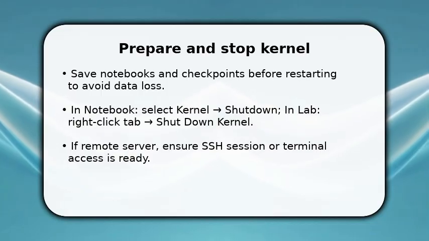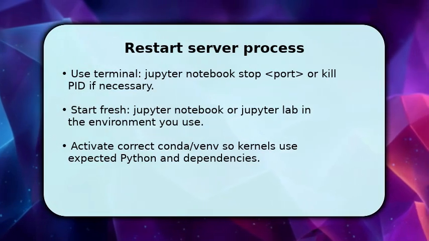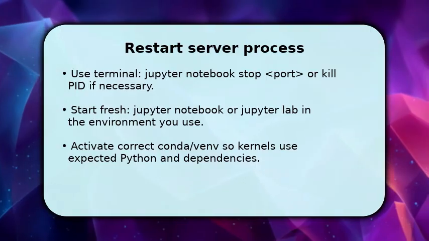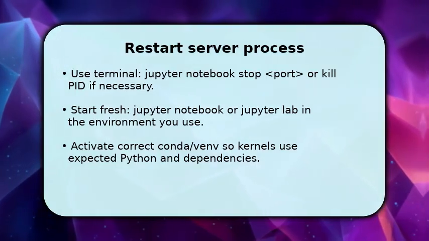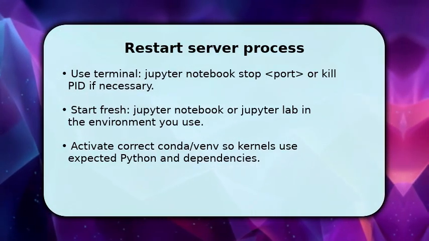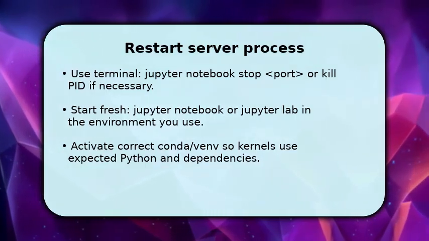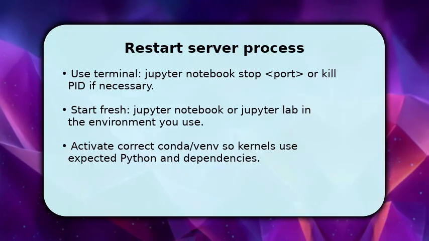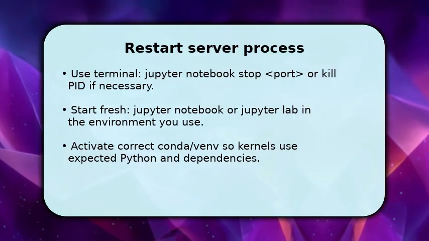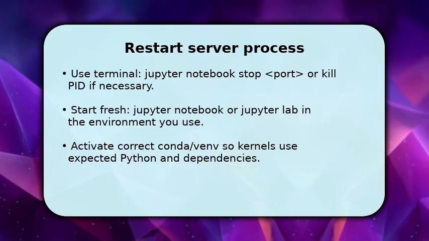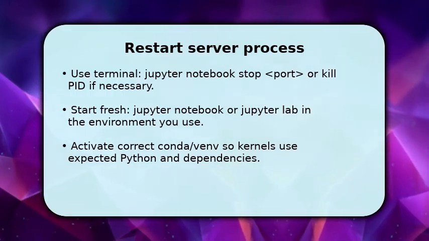From a terminal, stop the server with jupyter notebook stop <port> or identify the process and kill the PID if the stop command fails. Then activate your virtual environment or conda env so the kernel matches your project, and run Jupyter Notebook or JupyterLab to launch a fresh server. Make sure to observe startup logs so you can confirm port binding and extension loading.